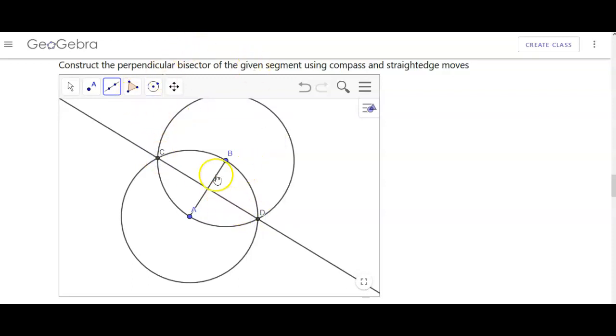Perpendicular bisector. So remember, the distance from B to the perpendicular bisector would be the same as the distance from A to the perpendicular bisector. From C to D, when these 2 lines intersect, those would be 90-degree angles in here.